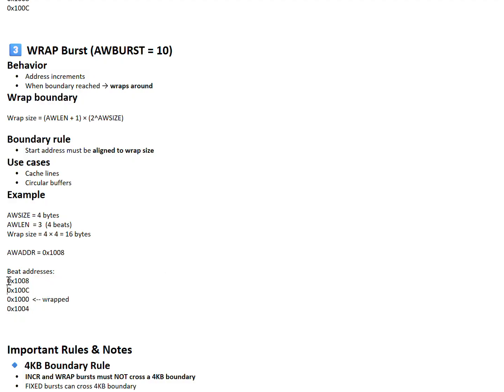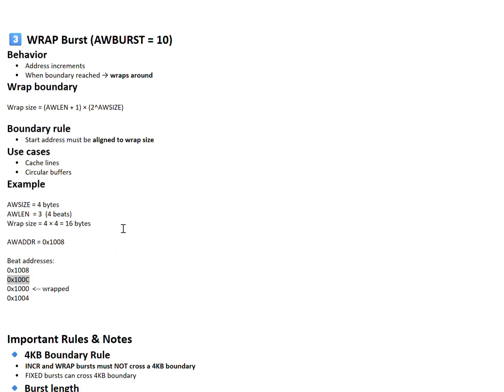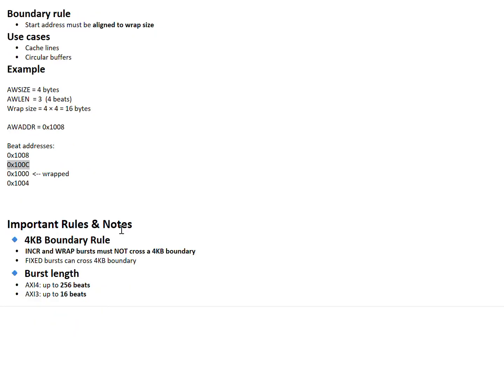So here we see that all the 4 addresses are within the wrap boundary and don't cross this particular address, which is aligned to the wrap size. Here we see the range is from 1000 to 100C plus 4 bytes. So this is the range in which all the addresses lie. This is a glimpse of what the wrap burst is all about.